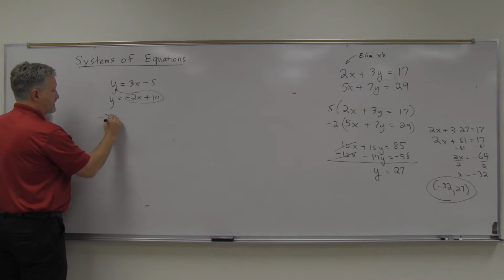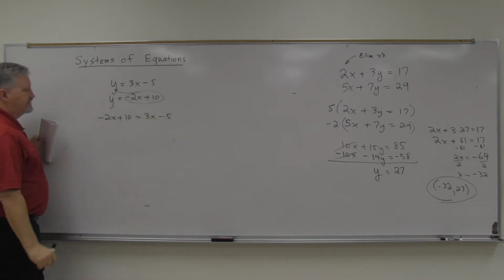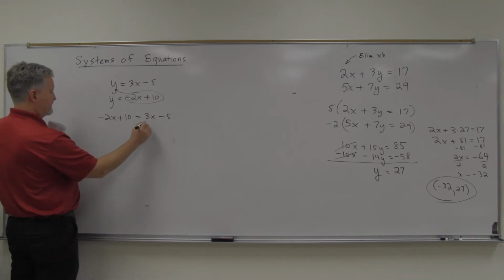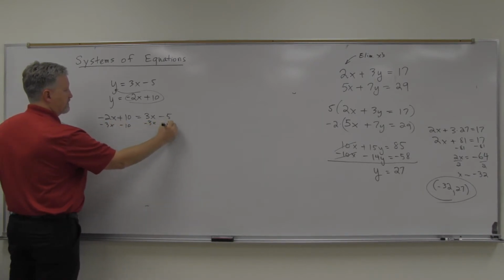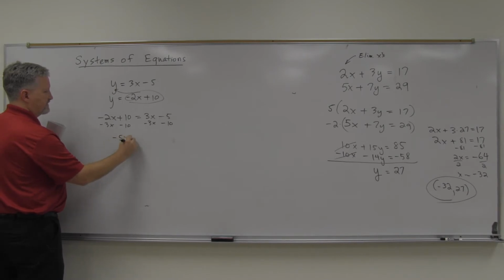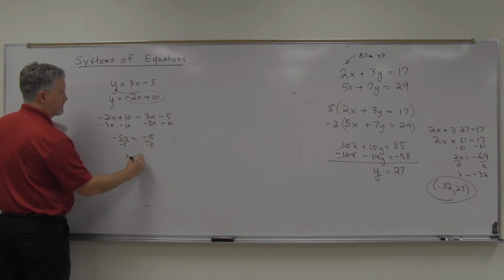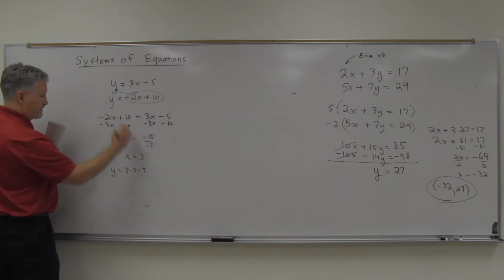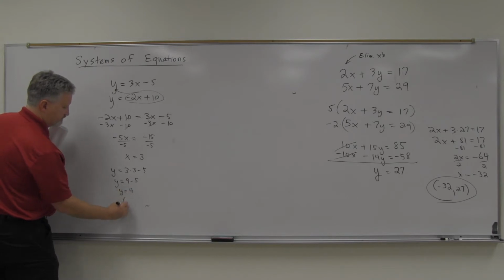So let's just go ahead and substitute, really about the same thing, I guess. Subtract 3x and subtract 10. So that's -5x equals 15. So divide by -5. X is 3, which would mean y is 3 times 3 minus 5. Substitute the 3. So y is 9 minus 5. Y is 4. 3, 4.